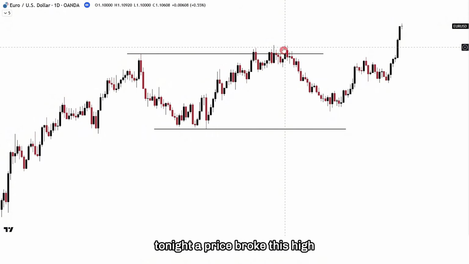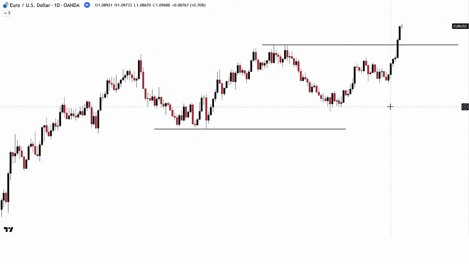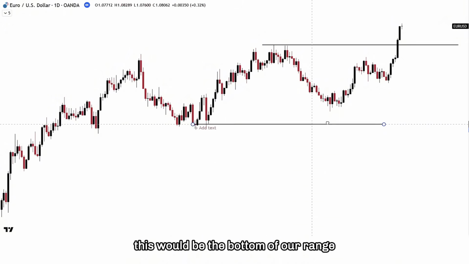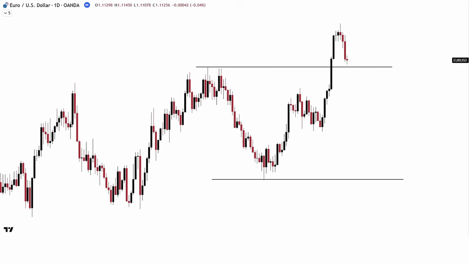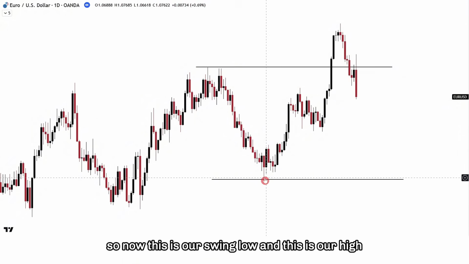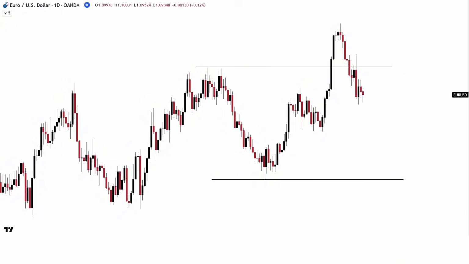So now that price broke this high, if price comes back inside of this swing high, this would be the bottom of our range. Not this, it would be this swing low right here. Now price came back inside of the range. So now this is our swing low and this is our high. This is our range. We are in our master range.